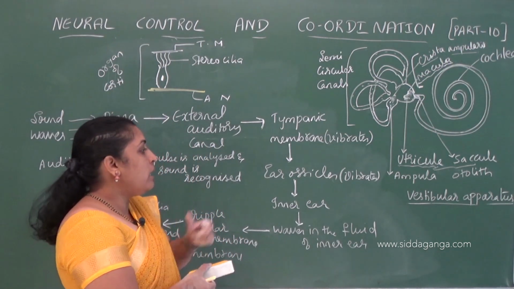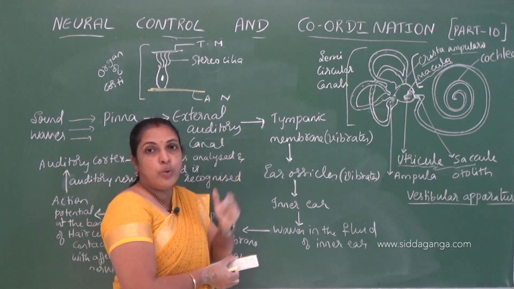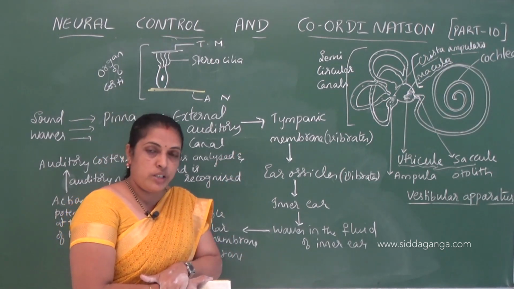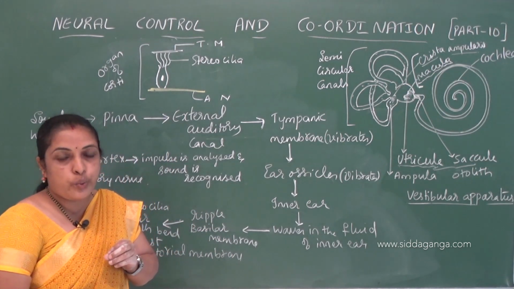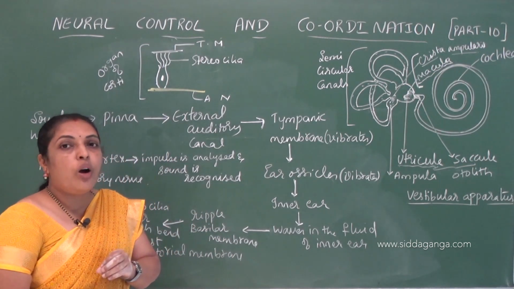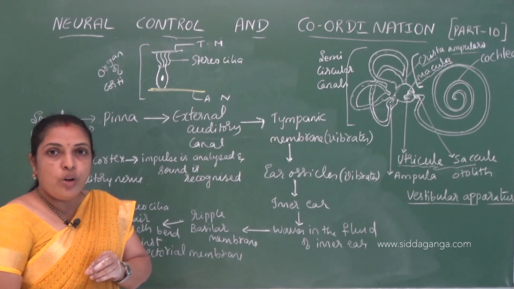Understood? So that completes the chapter Neural Control and Coordination. So please concentrate while reading the textbook. Each line is your question in your competitive exams.